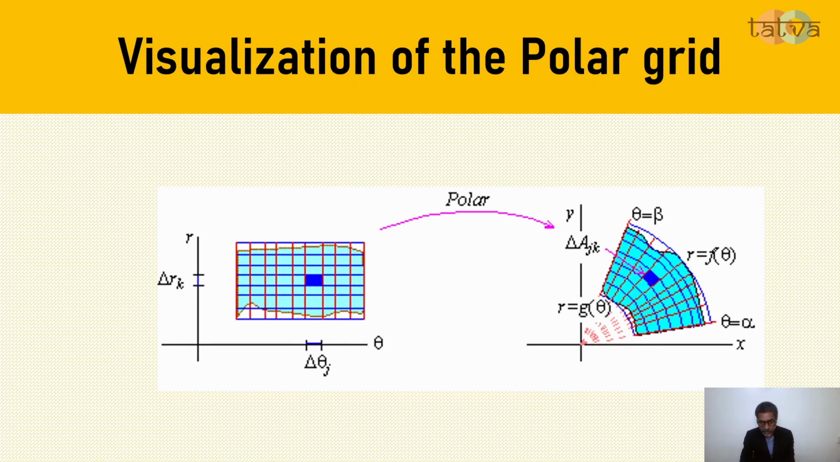So you should understand what is the Cartesian grid and the polar grid. Cartesian grids, once again, I want to tell you, consist of horizontal and vertical lines, and the area elements are perfect rectangles. Whereas in the polar grid, the area elements are not perfect rectangles, but that is what we are going to use.